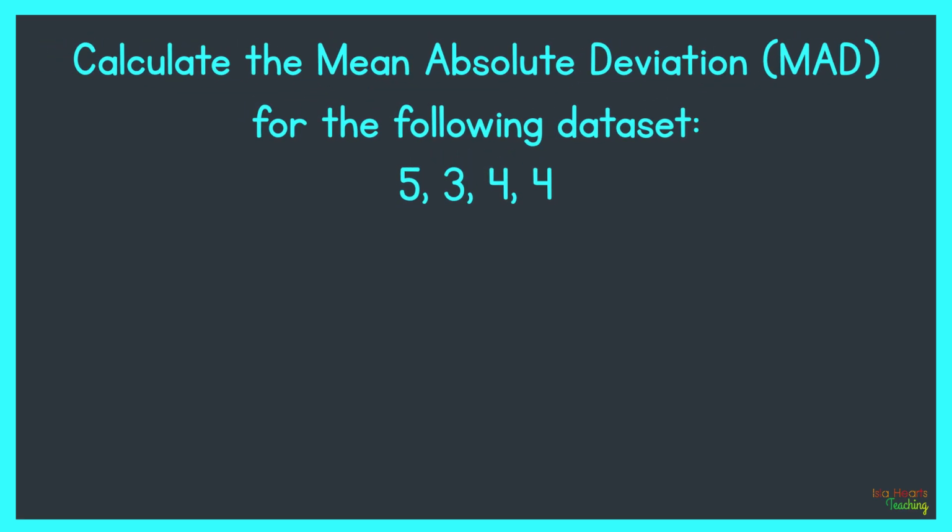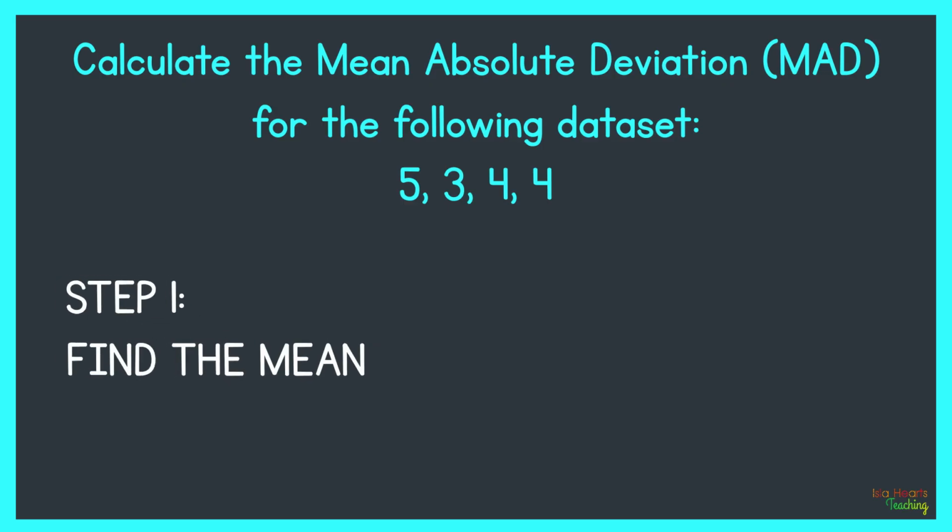So, let's calculate the mean absolute deviation for the following data set of 5, 3, 4, and 4. Step 1 is to find the mean of the data set. So, like in the previous example, we add the numbers. In this case, it is 5 plus 3 plus 4 plus 4. The sum is 16. Then, we divide 16 by the number of data points in the set. So, it will be 16 divided by 4. The answer is 4. In other words, the mean of the data set is 4.